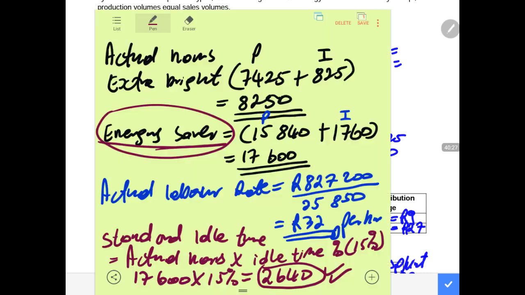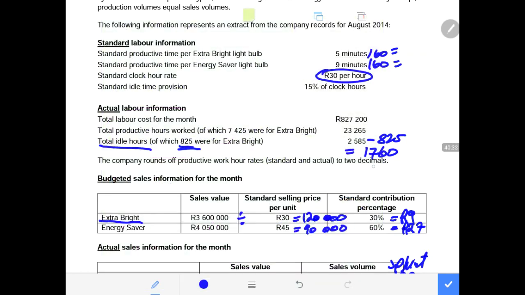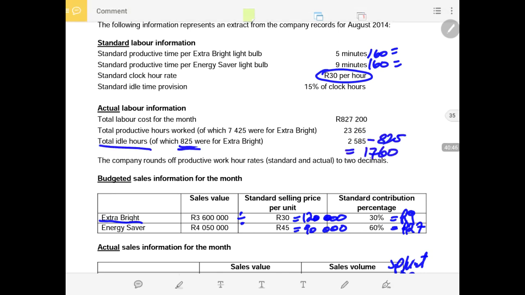And our employees were expected to spend 2,640. How many hours they used? 1,760. So now they still idle less than it was supposed to be. Therefore, now this variance again will be a favorable variance. We have good employees. They make sure that they minimize their time moving up and down and not being productive.